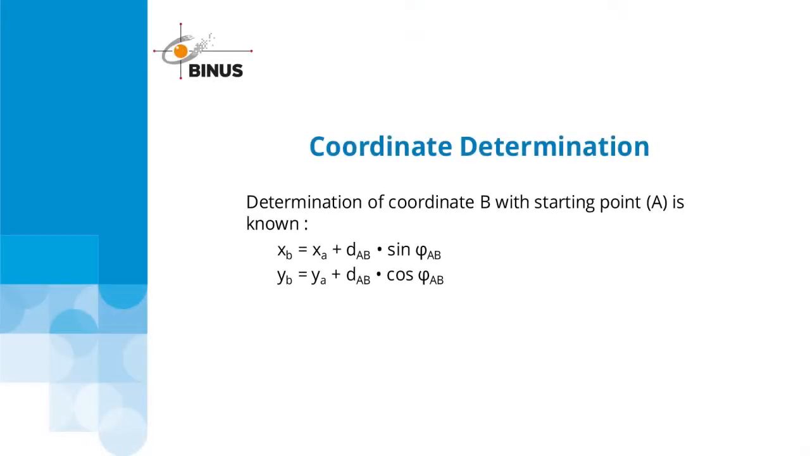In calculating the coordinate of a point, some data will first be needed, such as the direction angle, the distance, and a starting point, let's say point A. To calculate, let's say, coordinate B with the starting point of coordinate A, then xB is equal to xA plus the distance of A to B multiplied by sinus azimuth AB. For YB, it is equal to YA plus the distance of AB multiplied by cosinus azimuth AB.